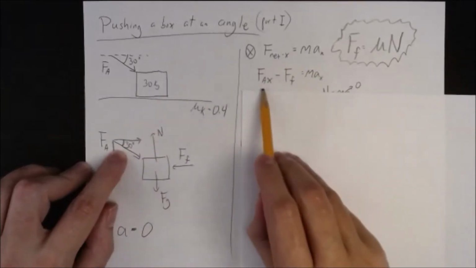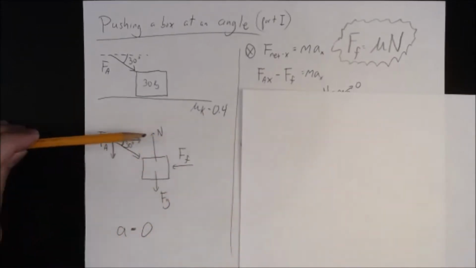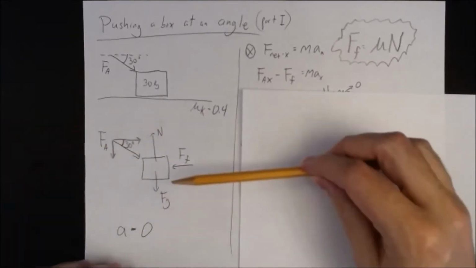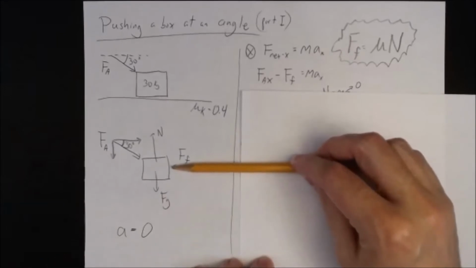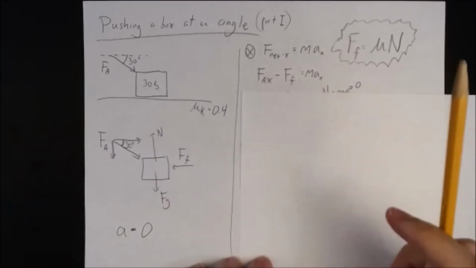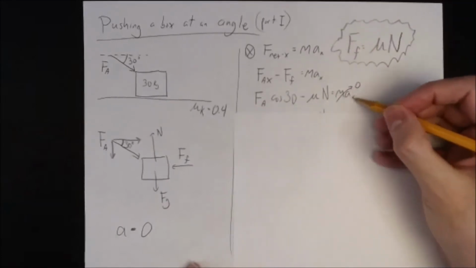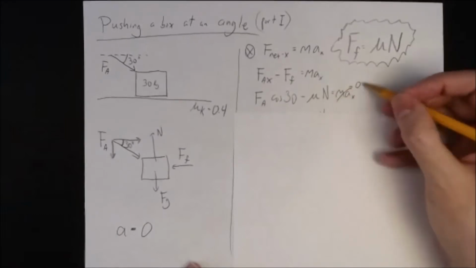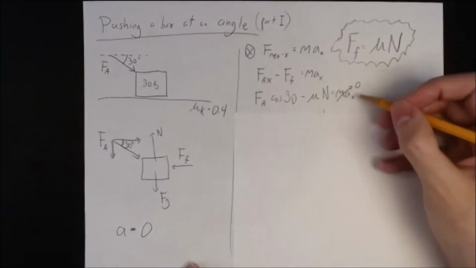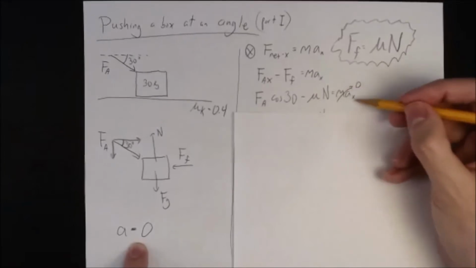Well, that's going to be the applied force in the x direction there minus the force of friction there, because it's all the positives minus all the negatives, is equal to max. We know that ax is 0. And so I'm just going to replace that with 0 right there, because the acceleration in total is 0, because I said that it's moving at a constant speed.